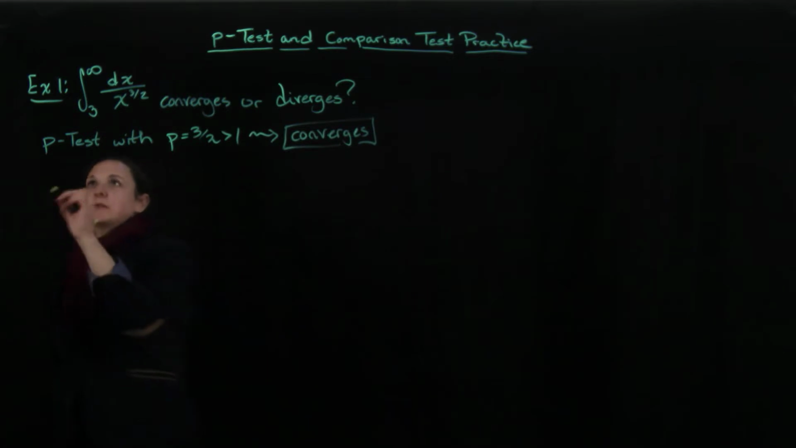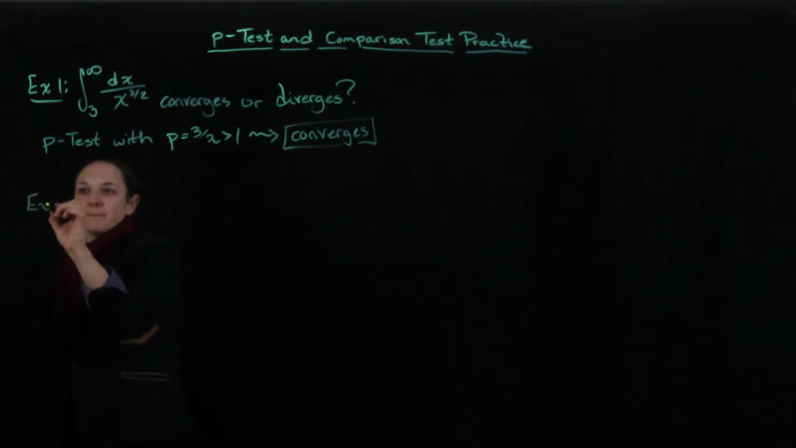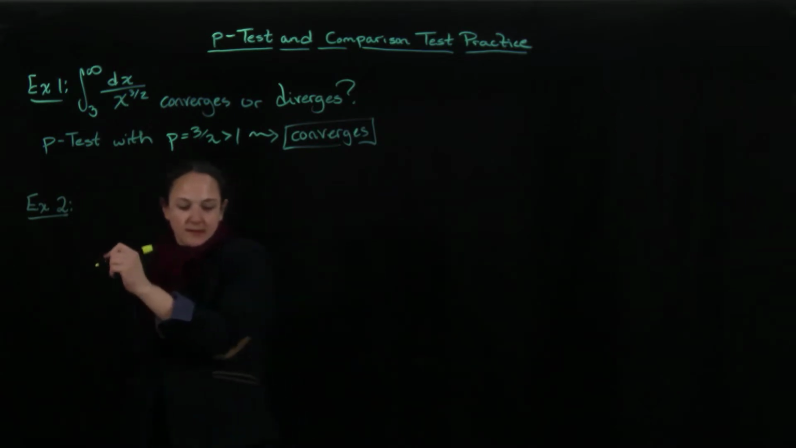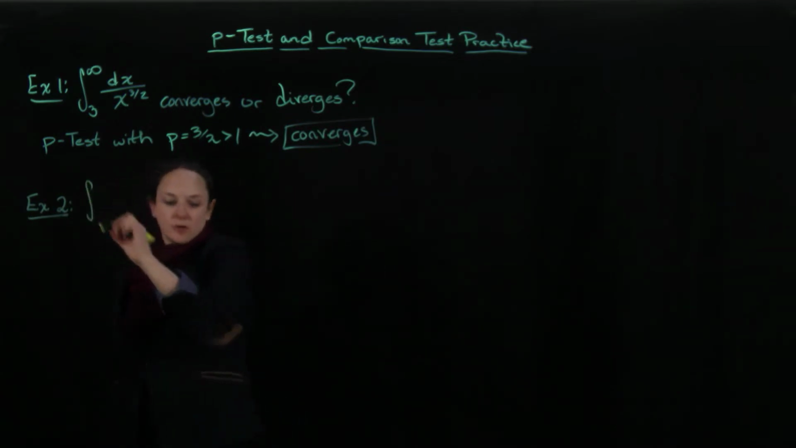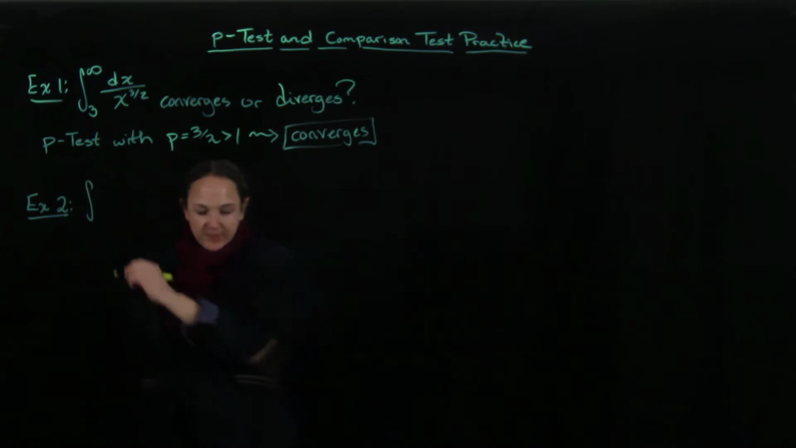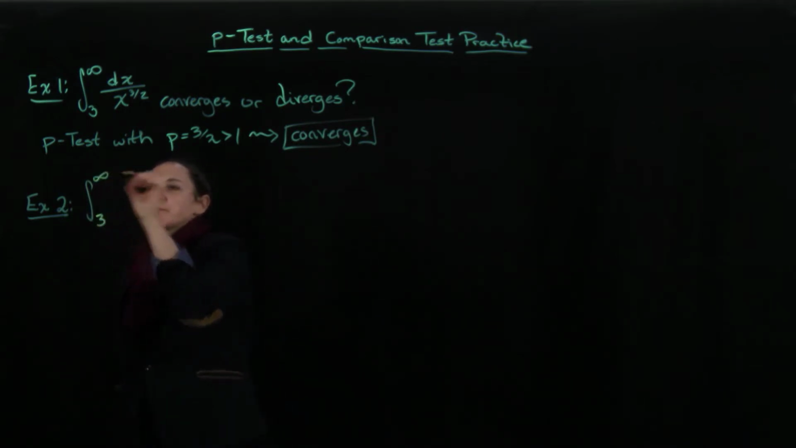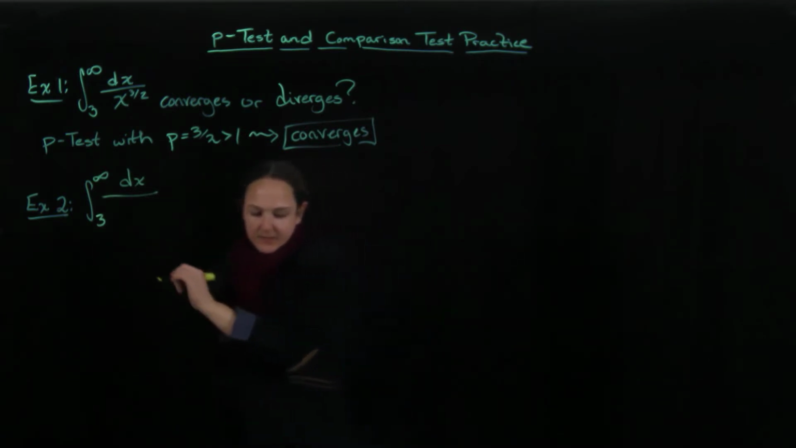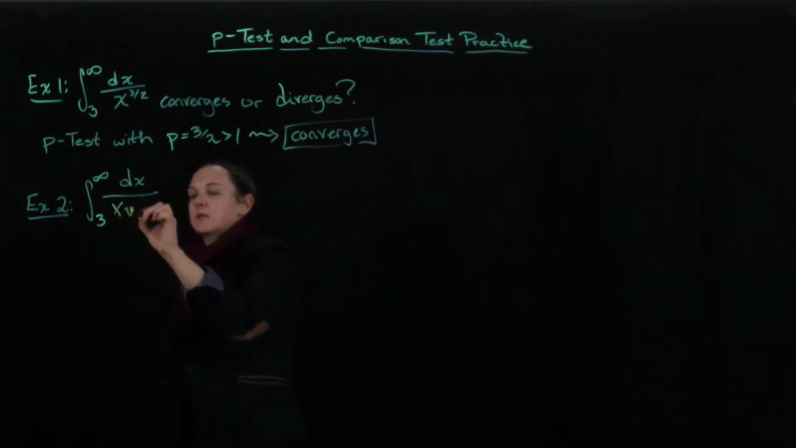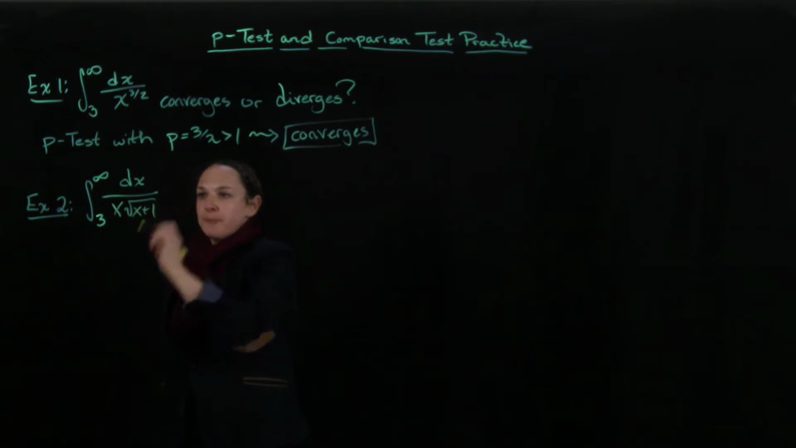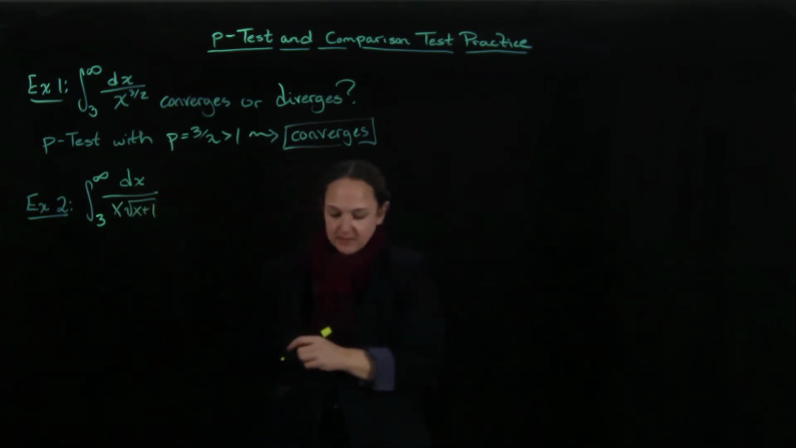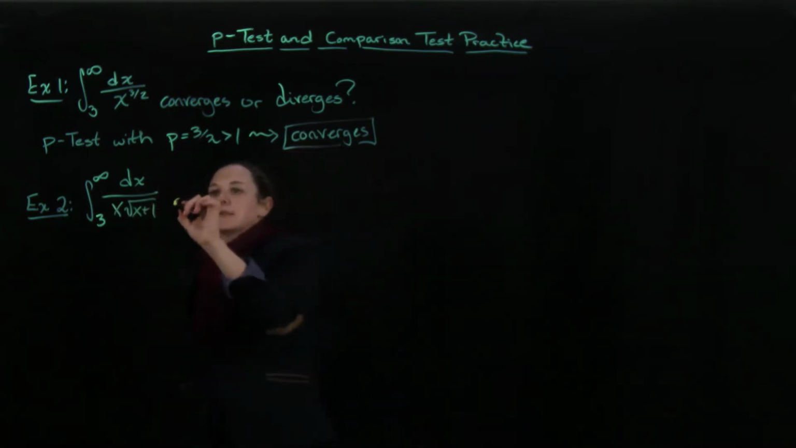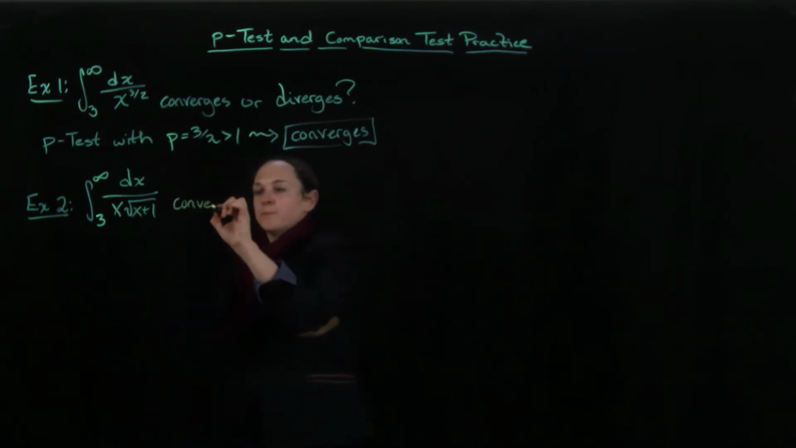Let's do another one, example 2. We want to know the integral from 3 to infinity of dx divided by x times the square root of x plus 1. We already have our dx there, so we don't need to add that in. Does this converge or diverge?